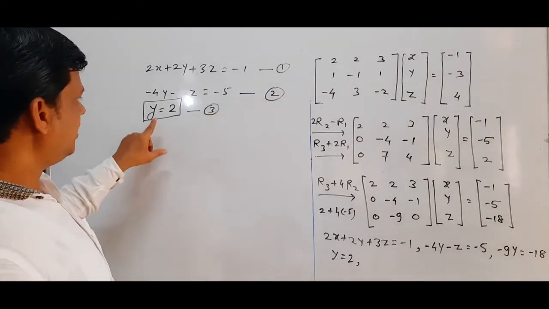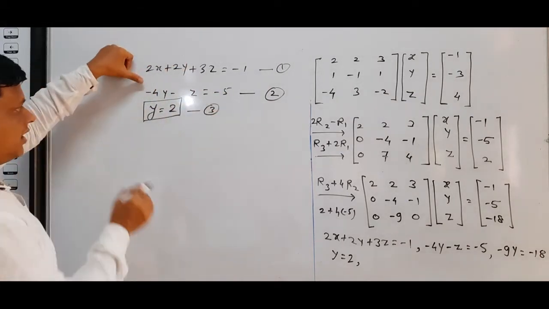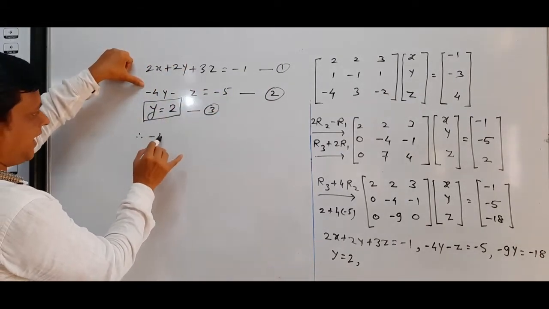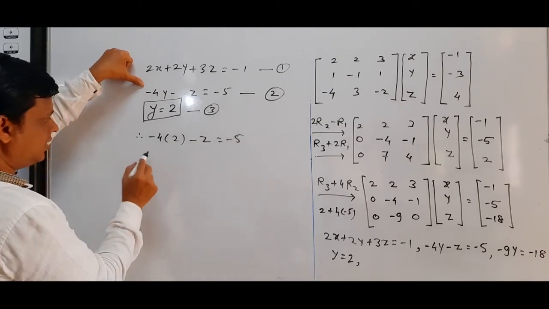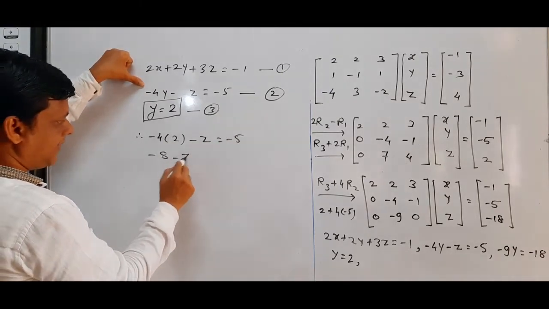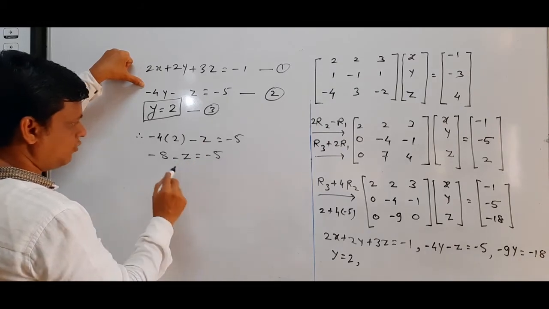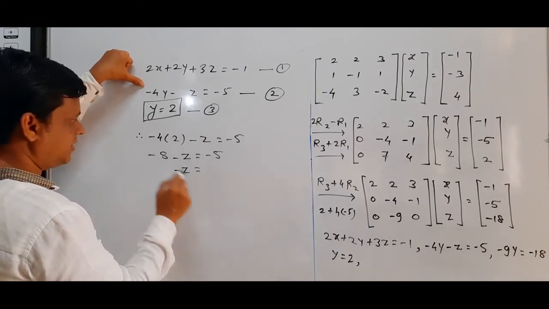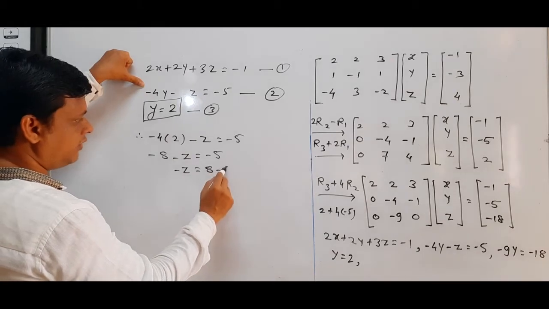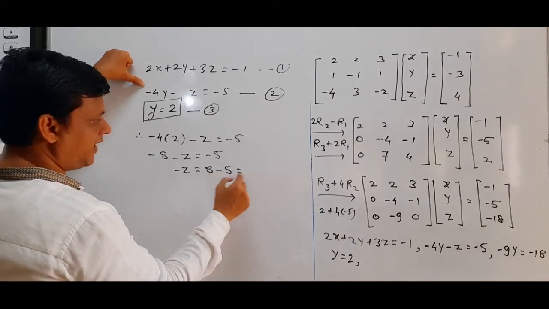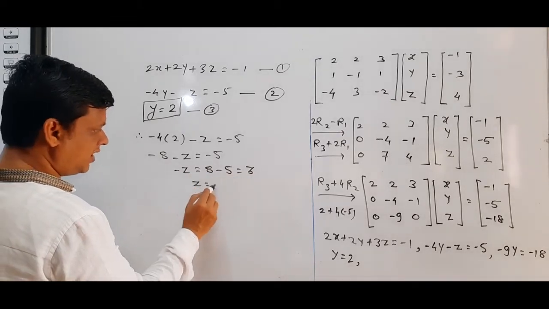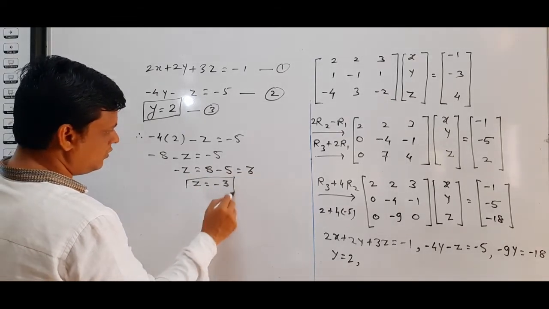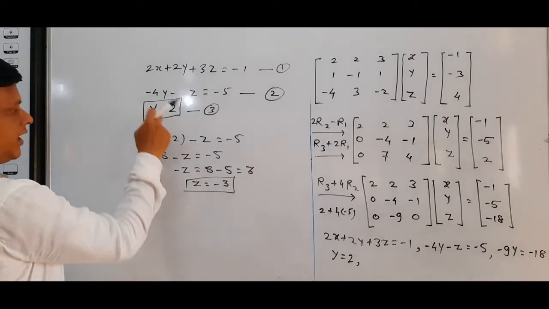Now we substitute this y equals to 2 in equation second. Therefore minus 4 into 2 minus z is equals to minus 5. Therefore minus 8 minus z is equals to minus 5. Therefore from this minus z is equals to, after transferring this 8 to right hand side, we get 8 minus 5 which is 3. So minus z equals to 3, that means z is equals to minus 3. So in this way we can find value of y, value of z.